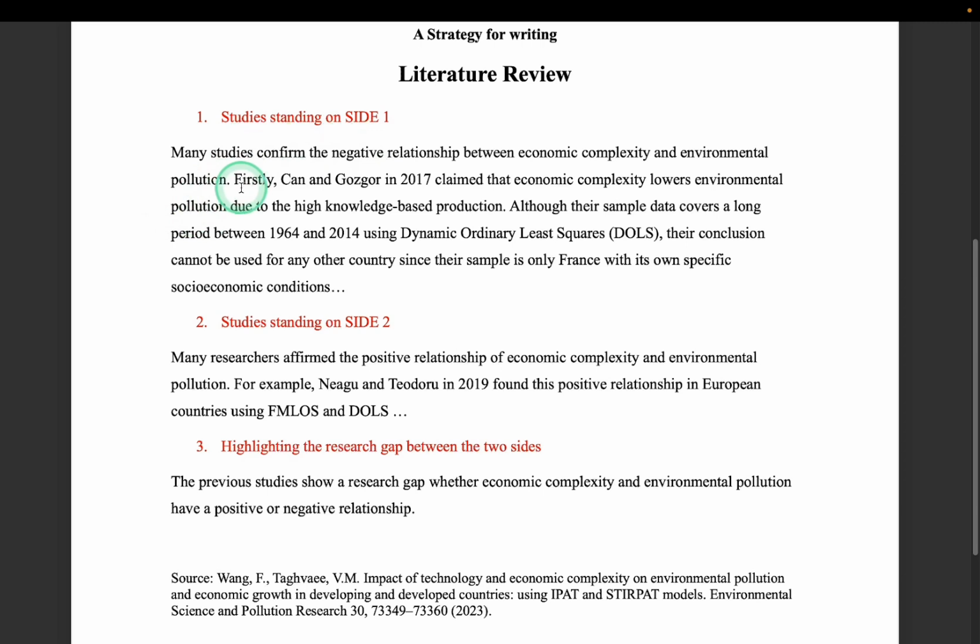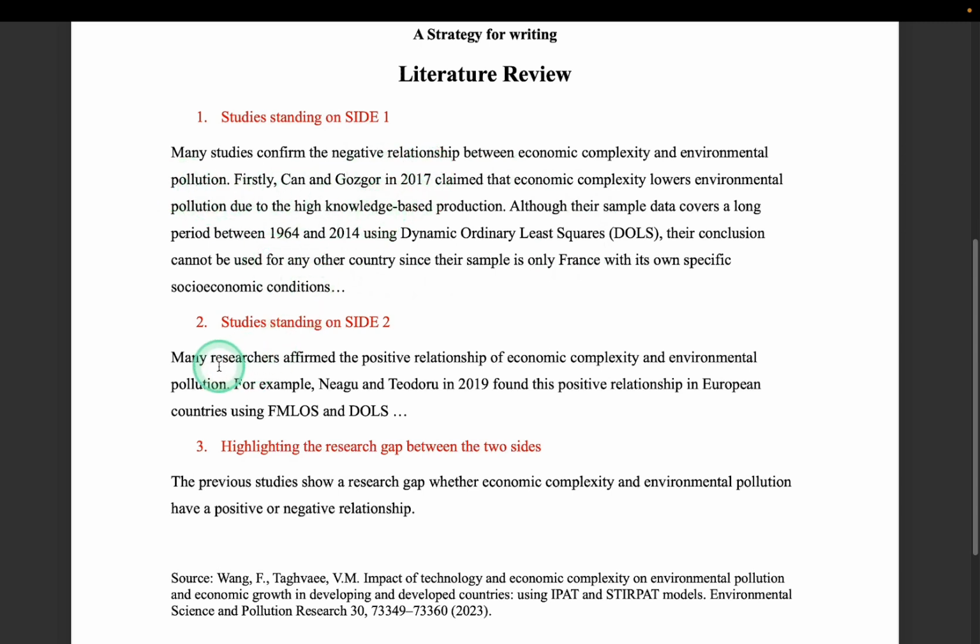In the first paragraph, about the group of studies on side 1, it writes that many studies confirm the negative relationship between economic complexity and environmental pollution. So this paragraph totally writes about that group of studies that finds that economic complexity and environmental pollution have a negative relationship. So the other sentences are supporting sentences for the first topic sentence about the negative relationship.